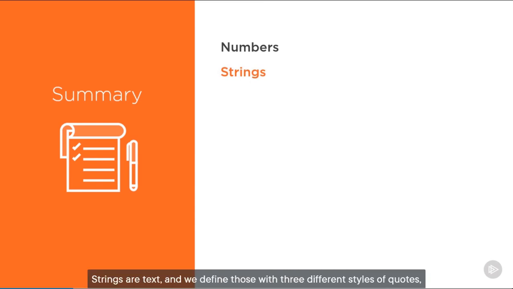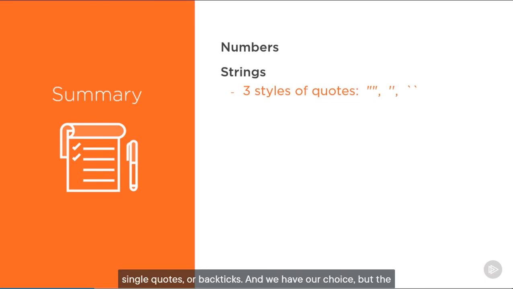Next, we looked at strings. Strings are text, and we define those with three different styles of quotes: the double quotes, single quotes, or backticks. And we have our choice, but the backticks allow us to enter white space and new line characters, while also letting us do interpolation. We saw how to put variable values directly within a string.